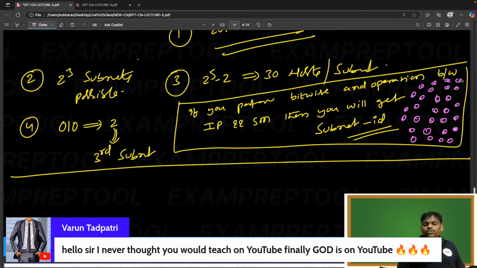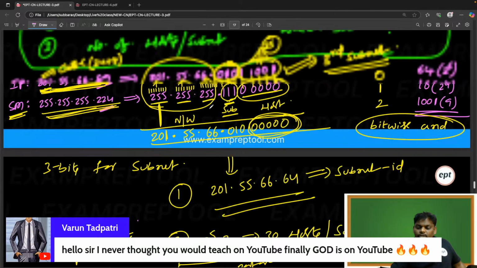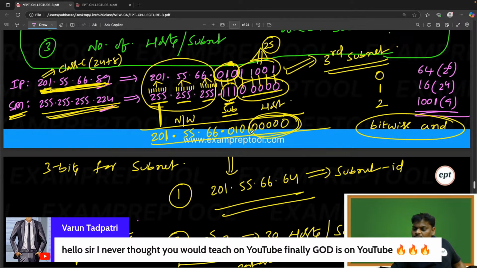If you perform bitwise AND operation between IP and subnet mask, then you will get the subnet ID. See this one. I did the AND operation and I got the subnet ID. This is the subnet ID: 201.55.66. Right? I think it is 64. This is the subnet ID.